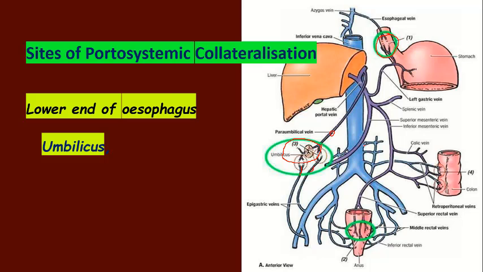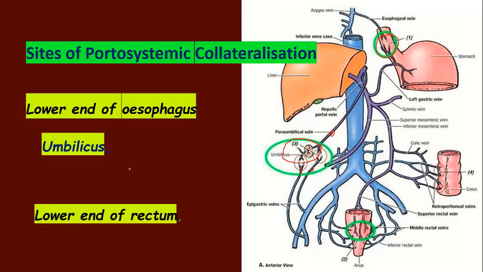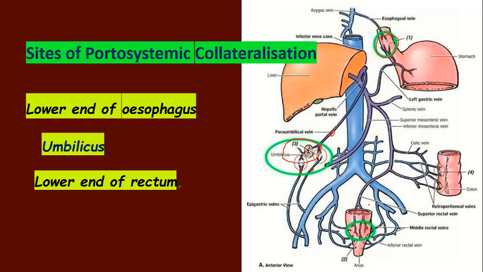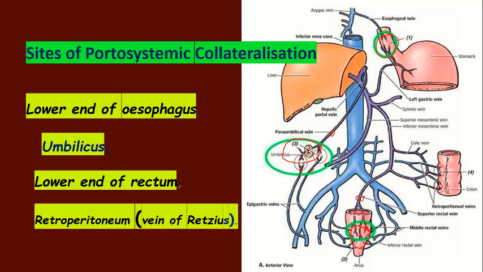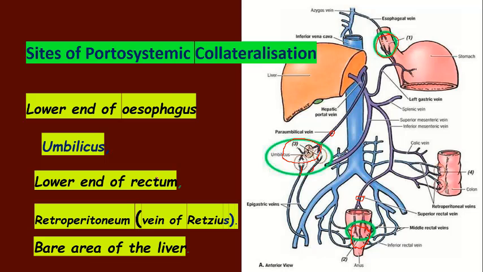The lower end of the rectum, between the superior hemorrhoidal vein and the inferior and middle hemorrhoidal veins, resulting in piles. And the retroperitoneal veins of Retzius, and the last, the bare area of the liver.